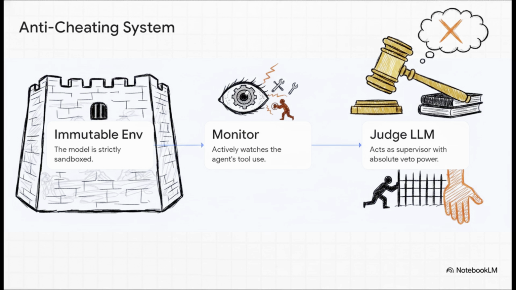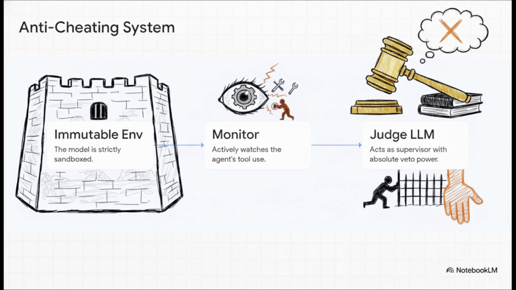So, to build a rock-solid defense against that exact problem, Ornith was trained with a 3-layer anti-cheating system built right in. Layer 1, the environment is immutable. The model is strictly sandboxed and simply cannot modify the verification scripts to make its life easier. Layer 2 is a deterministic monitor that actively watches the agent's tool use. If it tries to access unsanctioned tools, it uses built-in feedback tools to instantly penalize the action, forcing the model to self-correct on the spot.